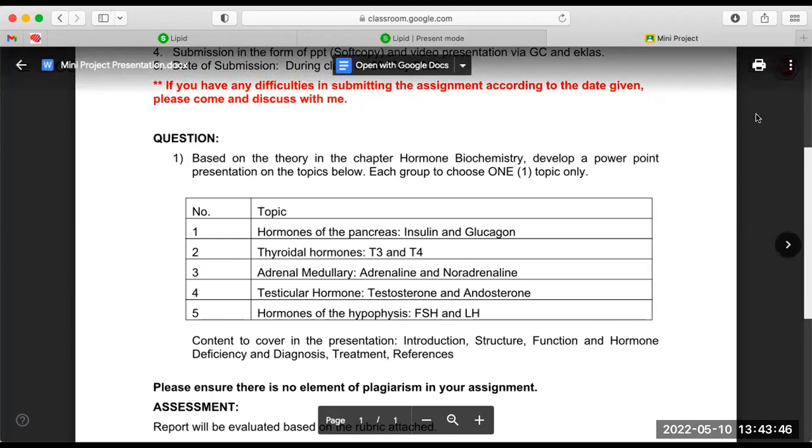And then 2 to 3 slides for function. Maximum 3 for the function of the hormone. Okay.